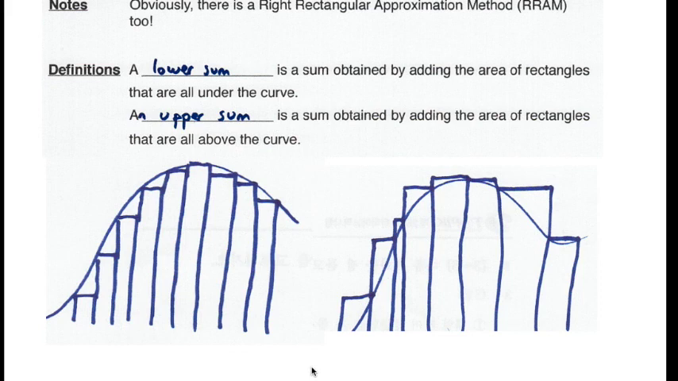An upper sum is a sum obtained by adding the area of rectangles that are all above the curve. So this time I picked the right rectangular approximation method here to make sure that I'm above the curve, and then I had to switch to the left rectangular approximation method. By the way, you can see in this example that it doesn't matter that all my rectangles have the same base. This one is really tiny, this one is very large. It's okay. It's still called a lower sum or an upper sum.